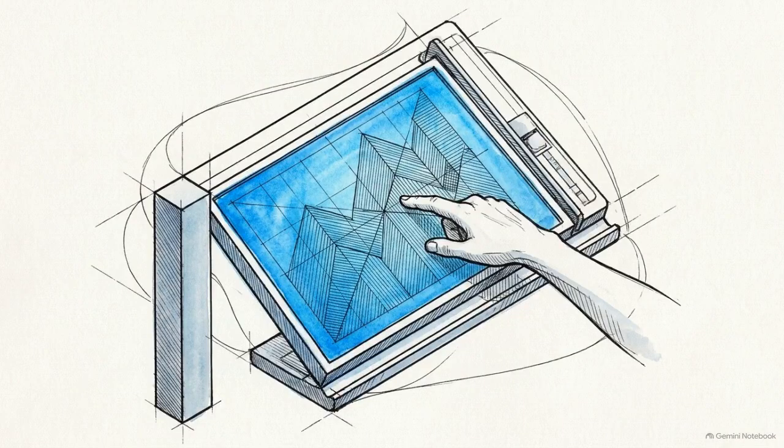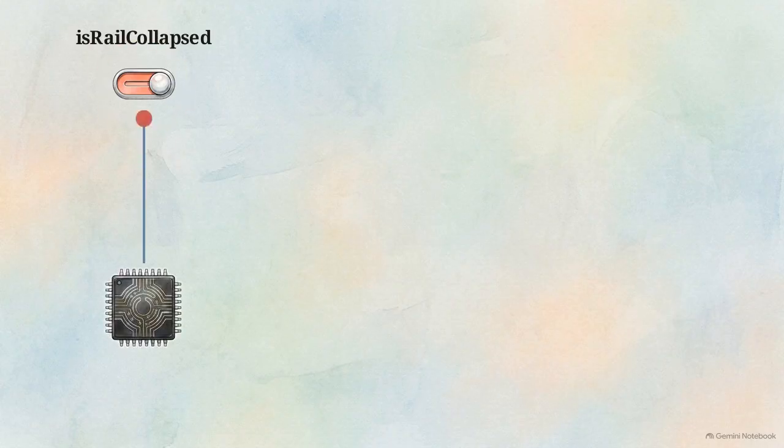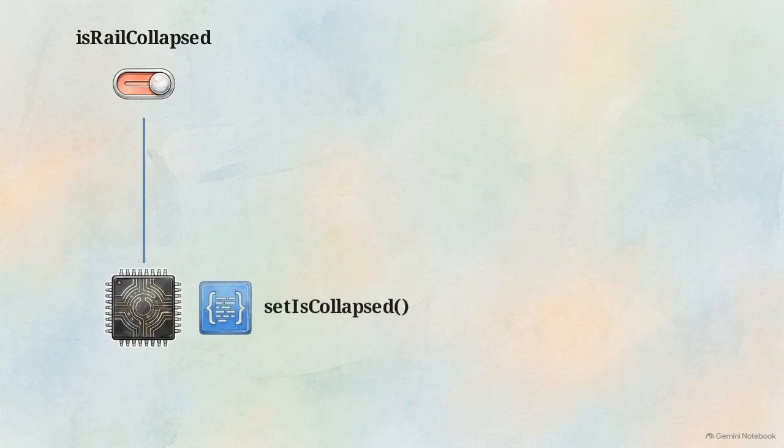Let's trace the mechanics of the navigation rail, starting with its primary mandate, preserving the user's context in the center pane at all times. Looking at the implementation file, b4xPageDrawerRail.txt, the state is driven by user events targeting the btn toggleRail.click and toggleRailState methods. When executed, toggleRailState performs a highly localized operation. It inverts the isRailCollapsed Boolean value. This flowchart illustrates how the local Boolean is passed directly into the drawer engine's setIsCollapsed method.